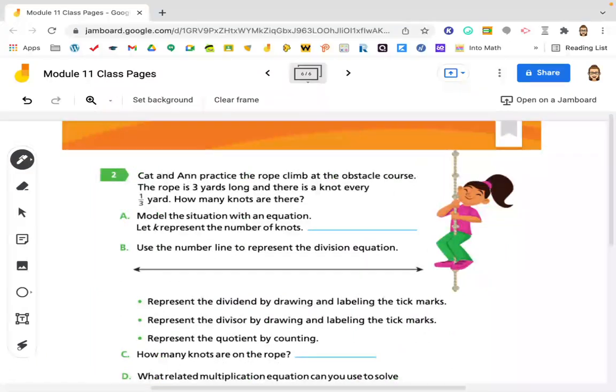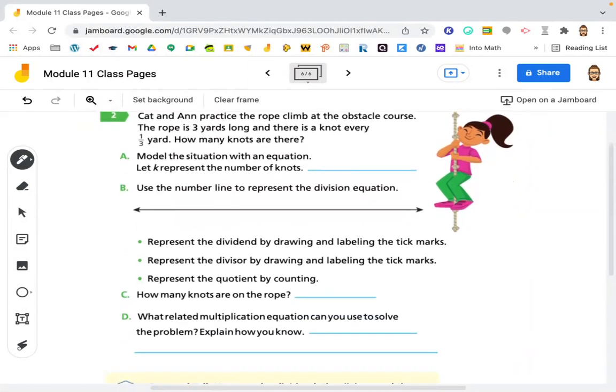So it says Kat and Anne practice the rope climb at the obstacle course. The rope is 3 yards long and there's a knot every 1/3 yard. How many knots are there? So model the situation with an equation. Let K represent the number of knots. So we're going to do 3 divided by 1/3 equals K.